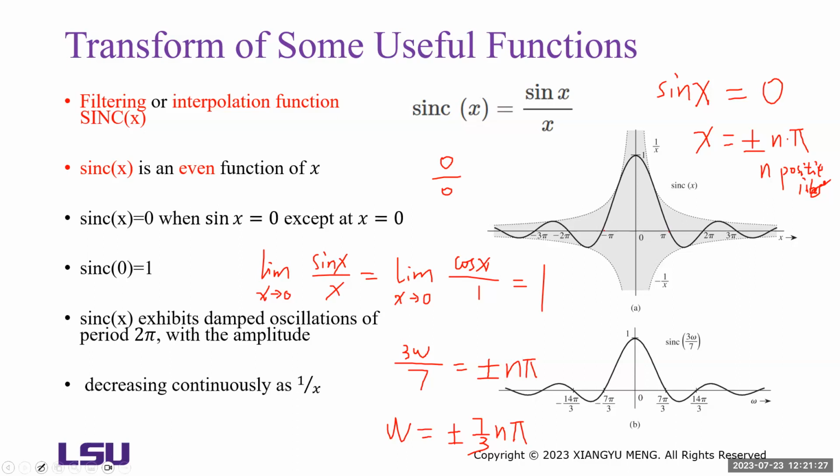Now let's look at figure A again. This is the function 1 over x, here, 1 over x. This is the function negative 1 over x. The functions 1 over x and negative 1 over x serve as the envelopes of the sinc function. So the sinc function is bounded between 1 over x and negative 1 over x.